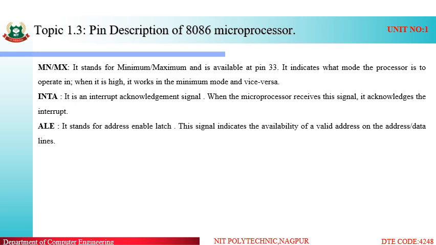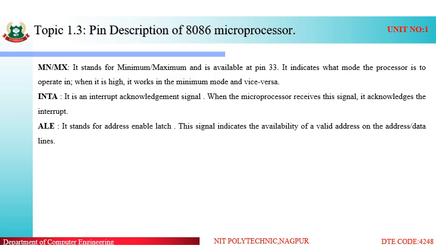Active high signal means it will be activated when we provide it 1, then the address latch will be enabled. If we provide 0 to it, the address latch will not be enabled.